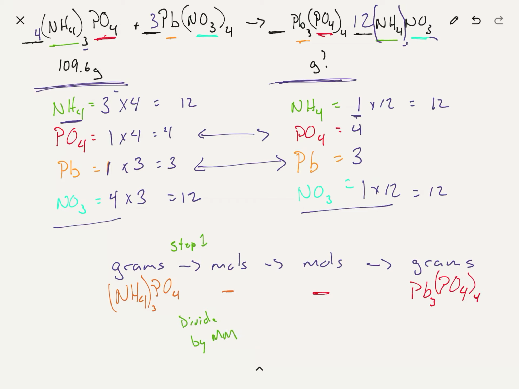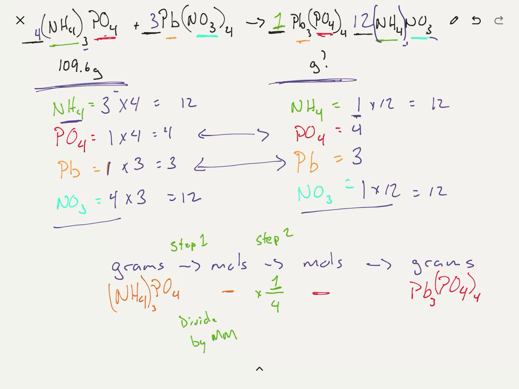Step 2, use our molar ratio. So we want to get rid of an H4PO4, so 4 is going to be on the bottom. This is step 2. We're going to multiply by something over 4. In this case, it's a 1. We're looking for 1 over 4. So multiply by 1 mole of Pb3PO4 for every 4 moles of NH4PO4.